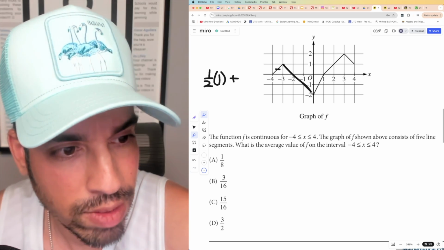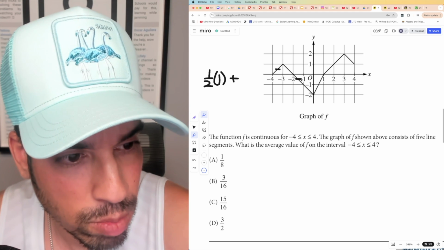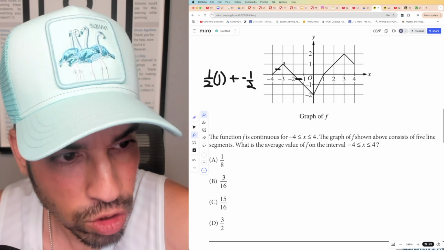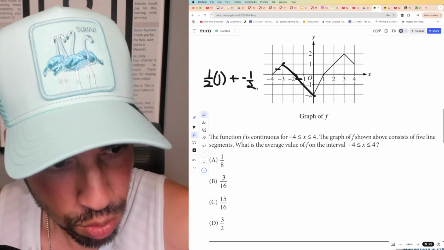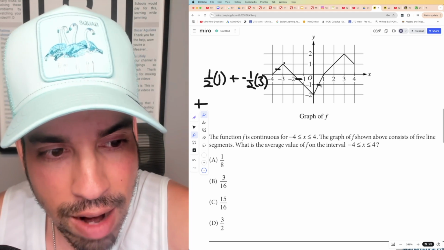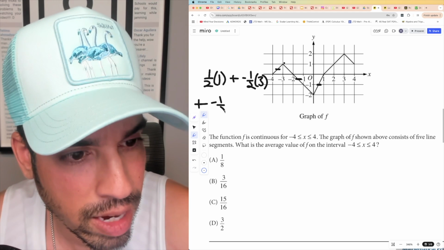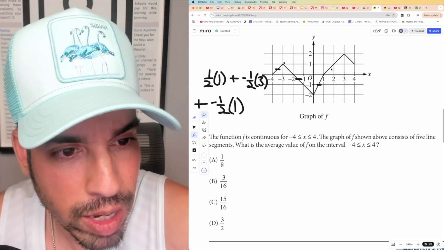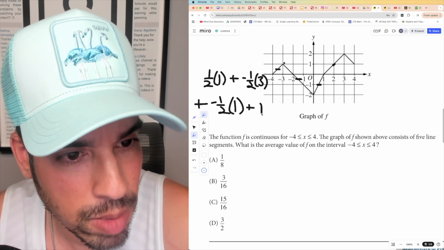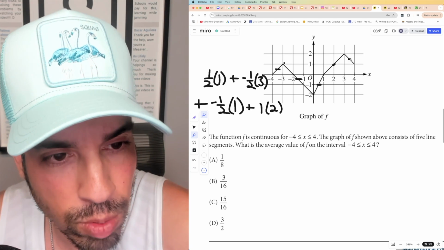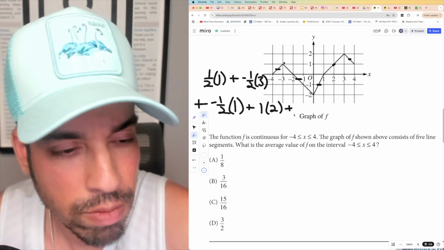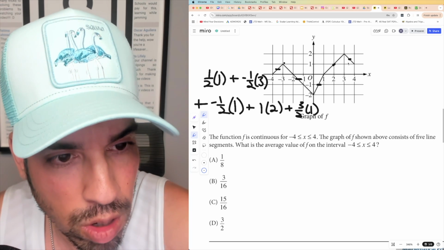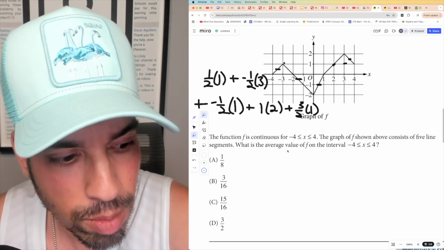Plus, then we have this segment, and our average value is going to be right here in the middle, which is -1/2, and that spans across 1, 2, 3. Then we have this, which has an average value of negative 1/2 again, which spans only 1. Then we have this segment, which has an average value of 1 right in the middle, which spans 2. And last but not least, we have an average value of 1.5 or 3/2, which spans a length of 1 across. And now we can add these up and we'll get our answer.